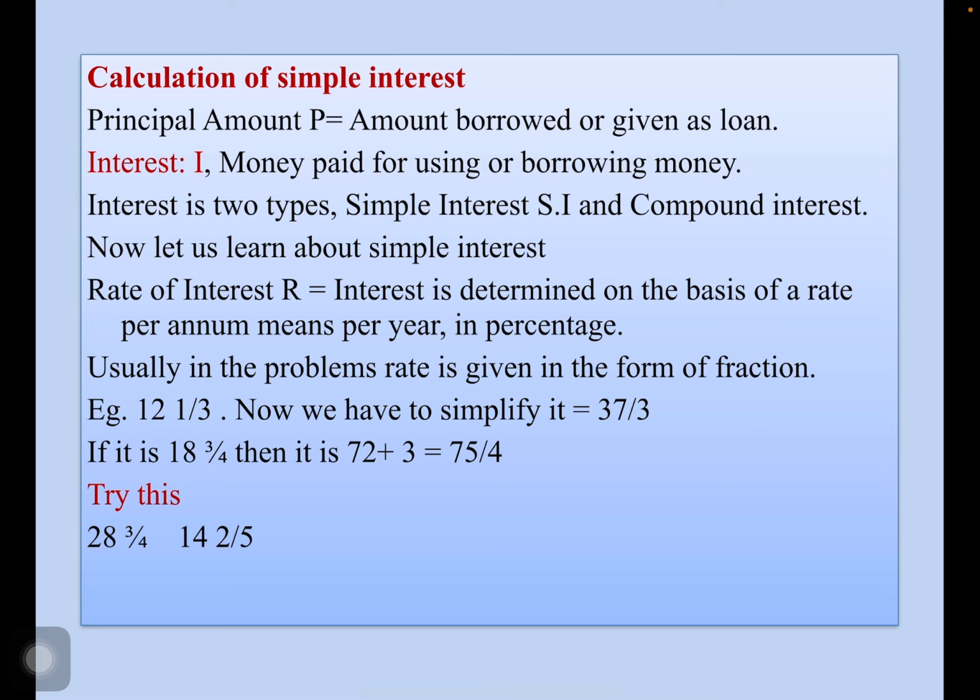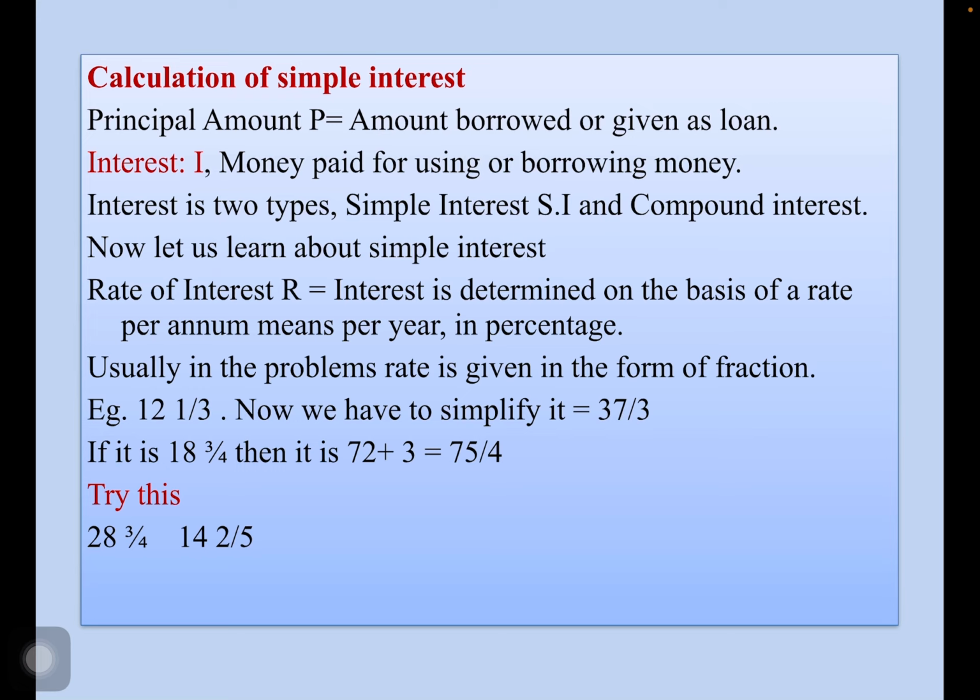When we borrow money, we have to pay some interest. The amount which we borrow, or which we deposit in a bank, is called the principal amount, and it is represented by capital letter P. When we borrow money or deposit money, we have to pay some interest. The money we pay is called interest.